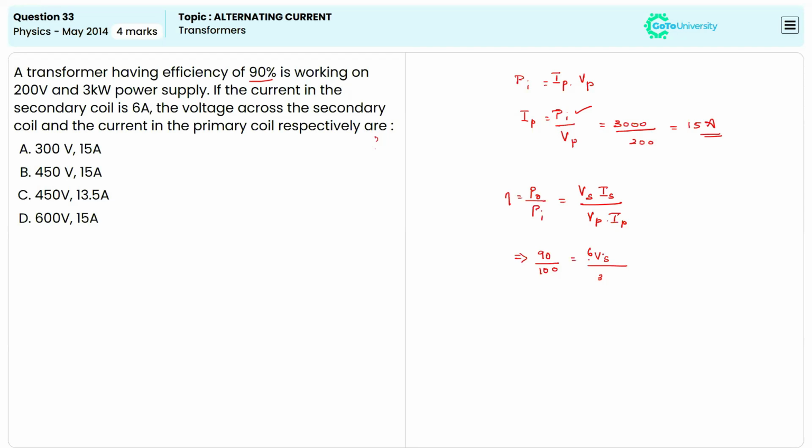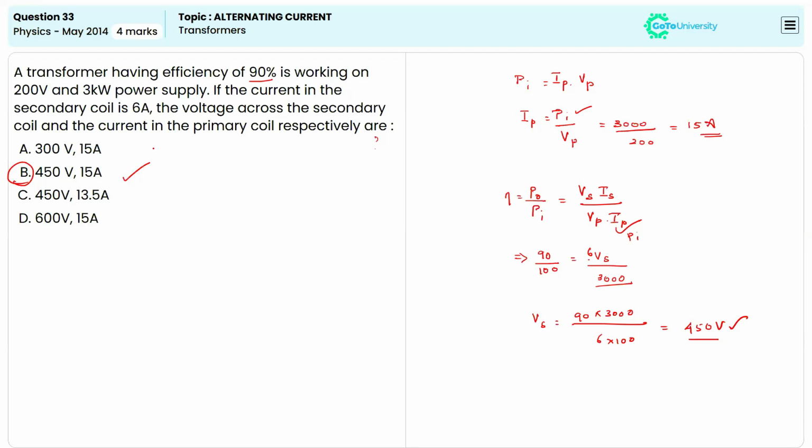3000, because Vp times Ip is representing the power, right? Power input. So we are writing 3000. So when we are simplifying this, we will get Vs is equal to 90 times 3000 divided by 6 times 100. When we simplify this, we will get the value of 450 volt. So the value of voltage is 450 and the current is 15. So the correct answer here is option B.